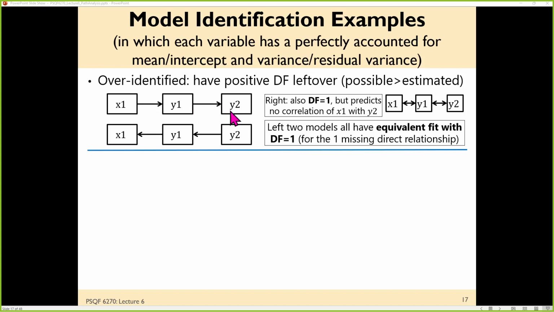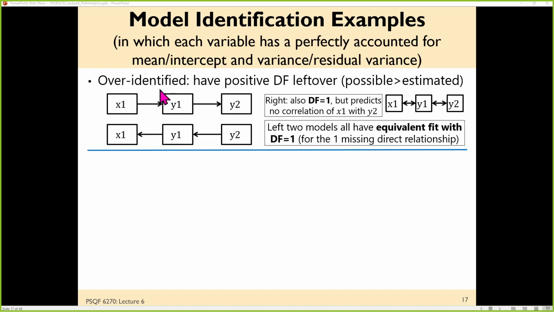Given 3 variables, there's 3 possible means. So if I give each variable either a mean or an intercept, I'm good. Given 3 variables, there's 3 possible variances. As long as I give each one either a variance or a residual variance, I'm good. There are 3 possible covariances, and I've got 2 paths in here. I don't have anything that directly connects x1 to y2.